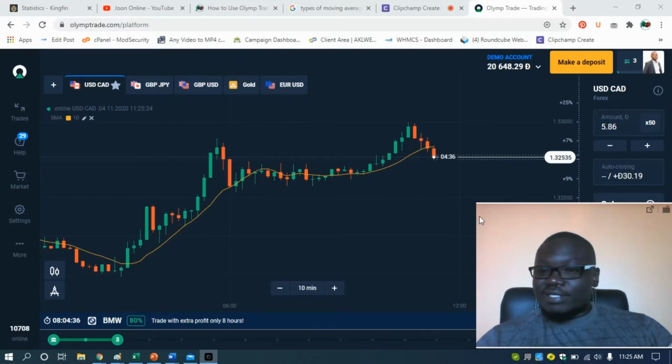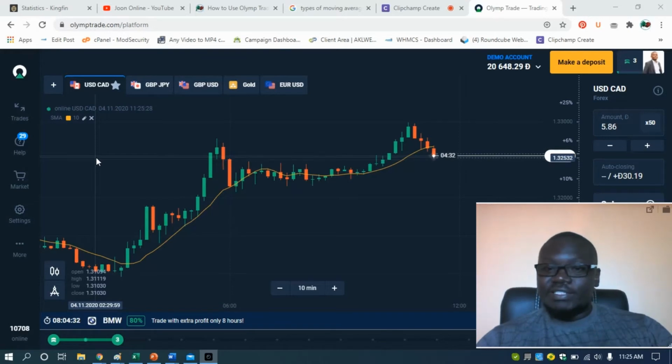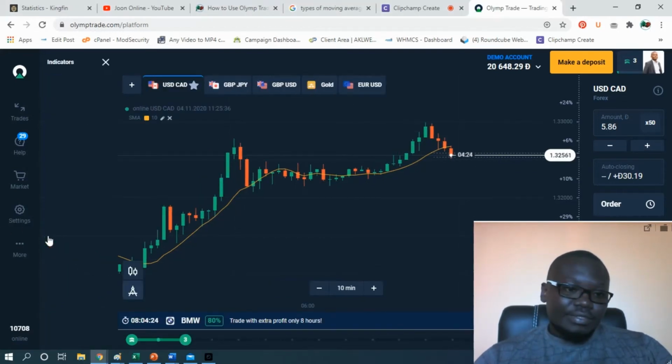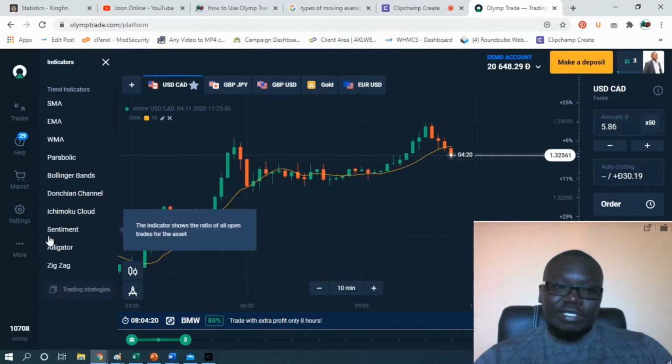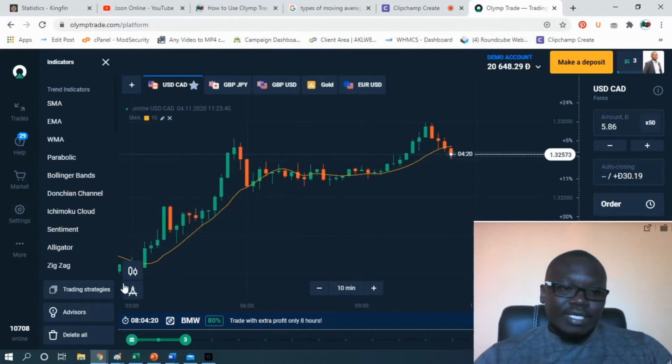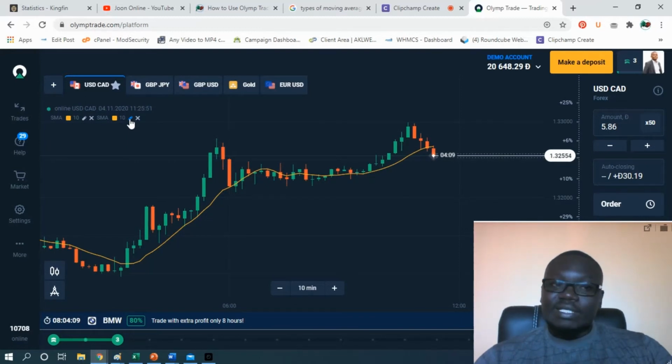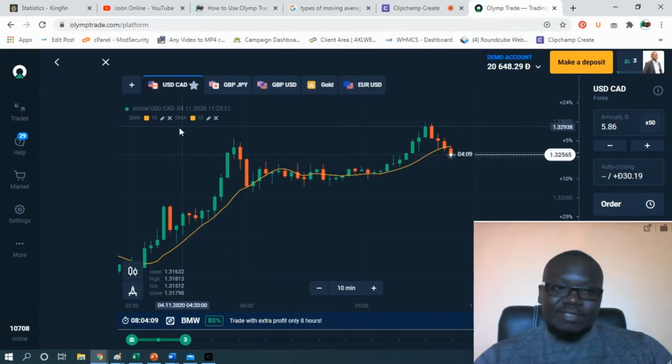I promised that later on we'd add another SMA and create a strategy out of the additional SMA. So now let's add a different SMA to create a simple strategy on the platform. Again, you'll just click on the sign, add SMA onto the platform. Then if you want to edit your SMAs, click on this pencil-like button here.